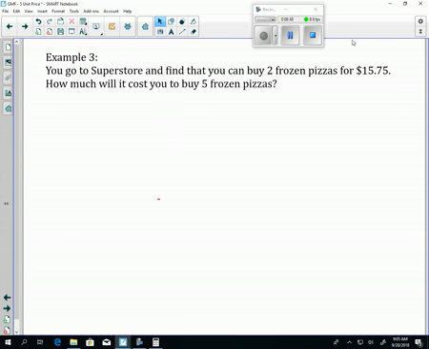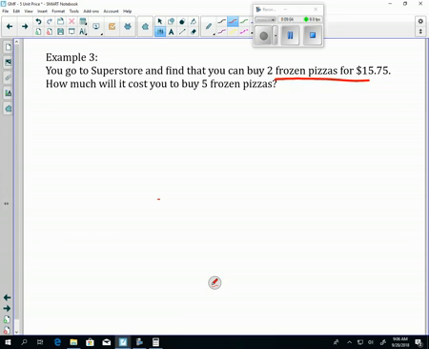So if you want to buy pizzas, there's 2 frozen ones for $15.75. How much will it cost to buy 5? Sometimes your question is worded like this. You need to find out what 5 or 6 or 7 cost. In order to find that out, you need to know what one costs first. So if 2 of them cost $15.75, what does one cost?